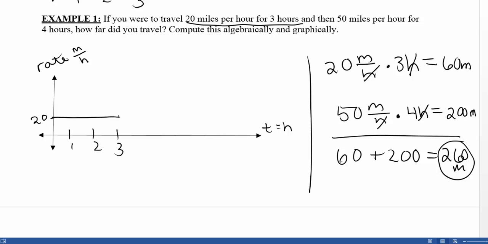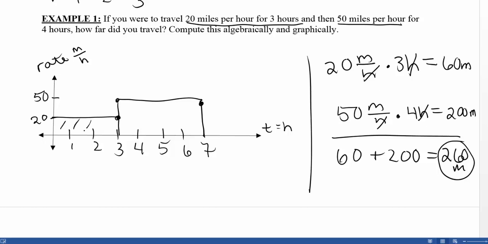Looks like this. But then I go up to 50 miles an hour. So I'm going to put 50 up here. And I'm at 50 miles an hour for 4 hours. So I'm going to go from 3 to 7 because that represents a 4-hour chunk, right? And since there's a sequence here, I graph my 20 mile an hour rate first and then my 50 miles per hour rate. Again, I want to get the areas under the curve.